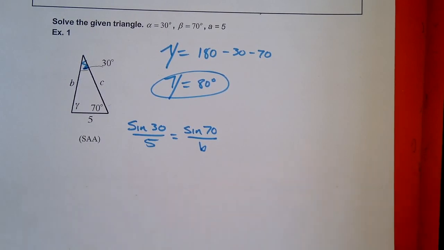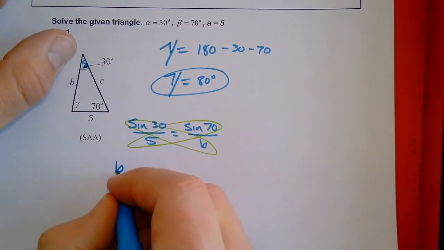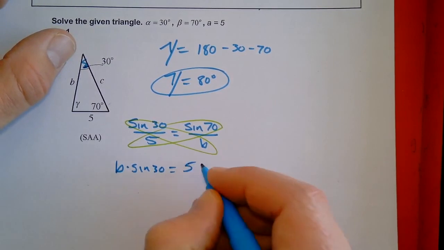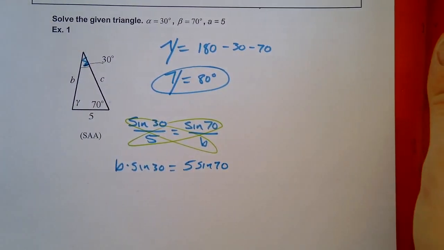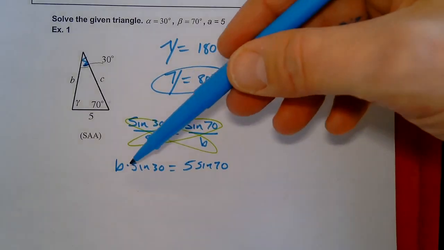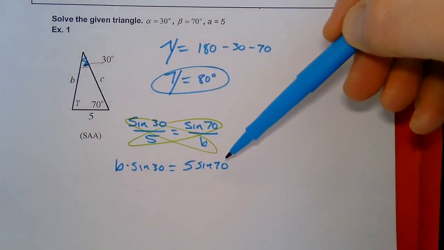Well, now this is a proportion, and proportions are set up nicely for a little cross multiplying, so go ahead and cross multiply here. Now, you guys are pretty smart, and if you don't want to show all this work, you don't have to. A lot of times I don't, but for notes, I'm going to do it here. If I multiply b times sine of 30, I get b times sine of 30, and 5 times the sine of 70 is just 5 sine of 70.